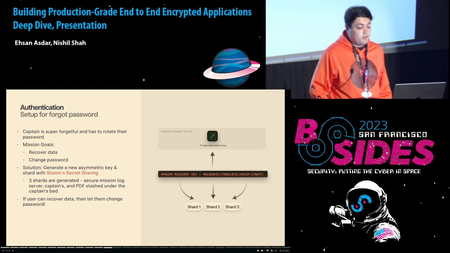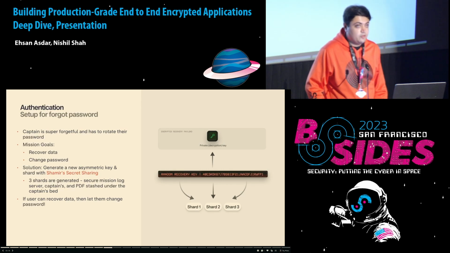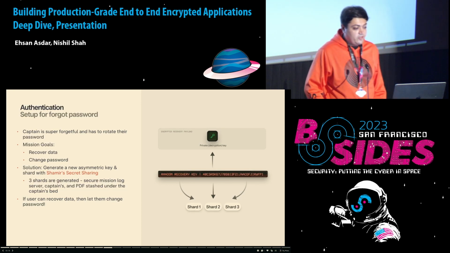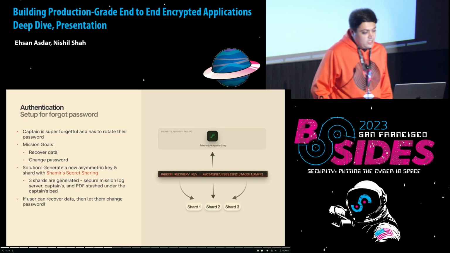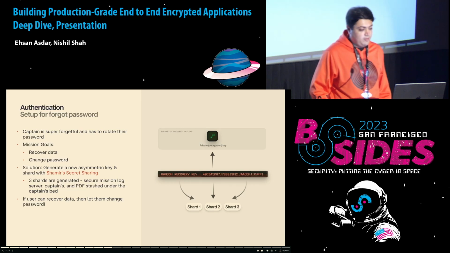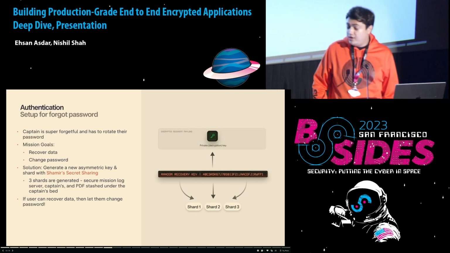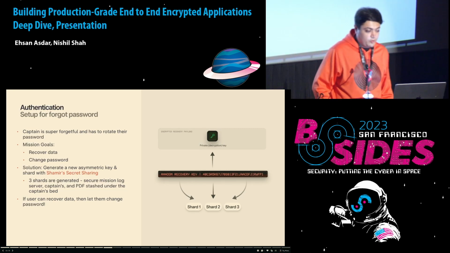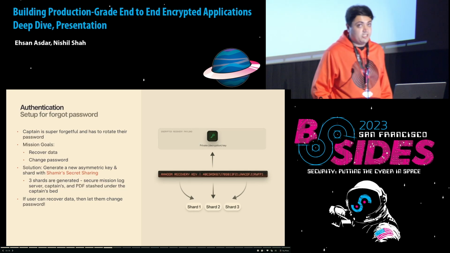Ultimately here, if we're thinking about the captain, their goal is to recover mission log data and change their password, right? Changing the password and losing their data would be a mission critical failure. The first step here is to generate a new asymmetric key pair called the recovery key pair. And that's the key pair here in the middle black box.